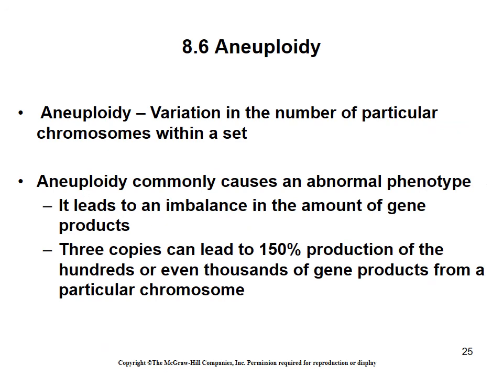All right, so just as I was mentioning before, aneuploidy is a variation in the number of a particular chromosome within a set. Usually this can have abnormal phenotypes because it does cause an imbalance in the gene products. If an organism inherits 3 copies instead of 2, the amount of gene product can be increased to up to about 150%. This could be detrimental to the entire phenotypic expression, or it can just affect certain sections of the organism. It really all depends on which chromosome is affected by this mutation.